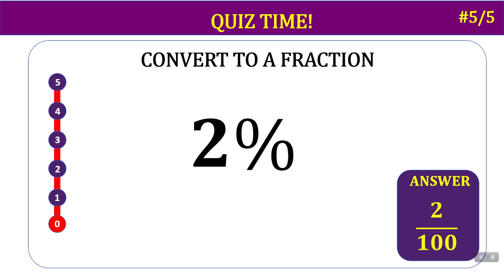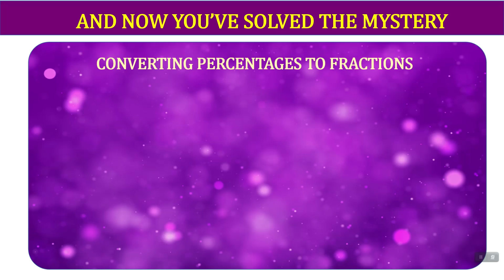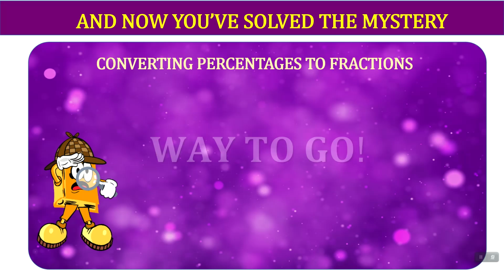And the last one, number 5, convert to a fraction 2%. Time's up. 2% is 2 out of 100, and we can divide 2 and 100 by 2 to give us 1 out of 50. And now you've solved the mystery of how to convert percentages to fractions. Way to go!